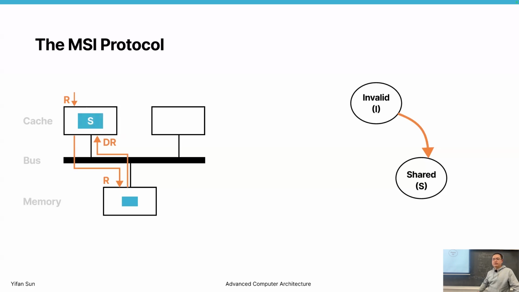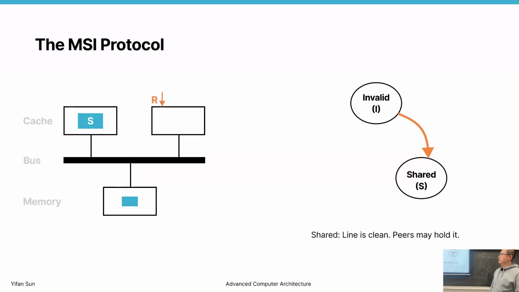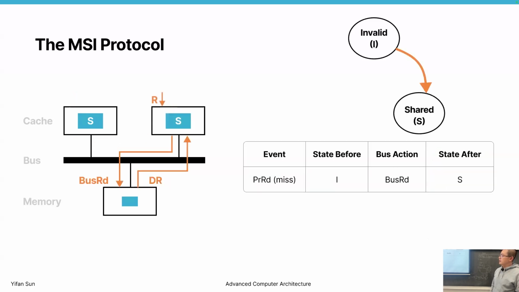Shared means it's clean. Clean means it has the same version as whatever is in the memory. So shared is clean, a peer may hold it, and may have another copy of the data. If on the other side I read it, then I generate a bus read, and I come back with the data ready in shared state. So I can write this type of representation. It's a slightly simplified table from different versions. It's not listing all the possible cases, but only the most useful cases.